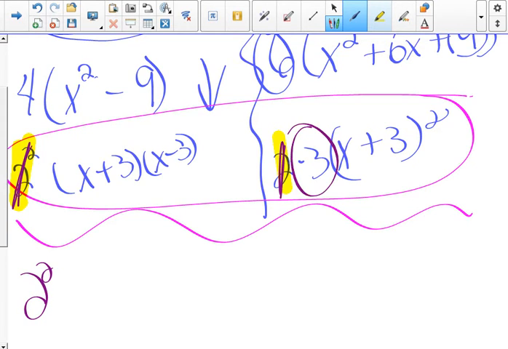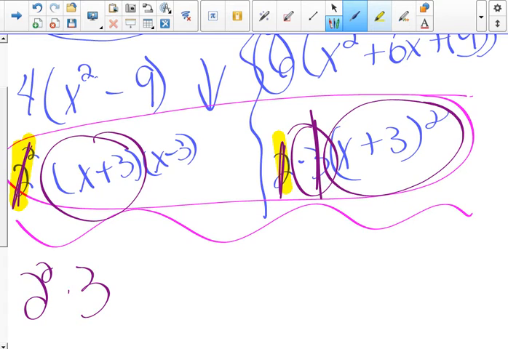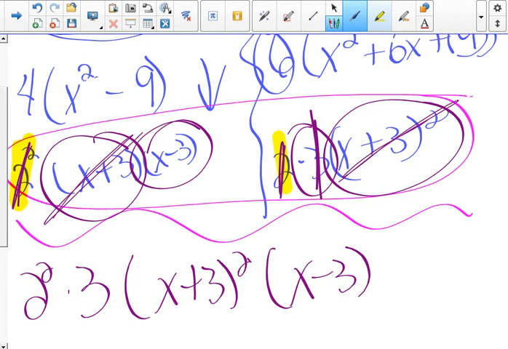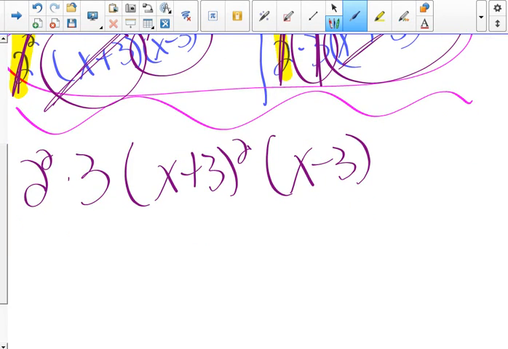We only have 1 3, so he's got to go. So he's there. Next, I've got an x plus 3 and an x plus 3 squared. Well, the x plus 3 squared is the highest power, so that's what we're taking. Okay. And then we're left with the lonely little x minus 3. And so this is your answer, or you could put these back together.